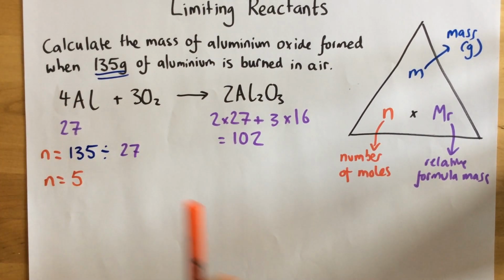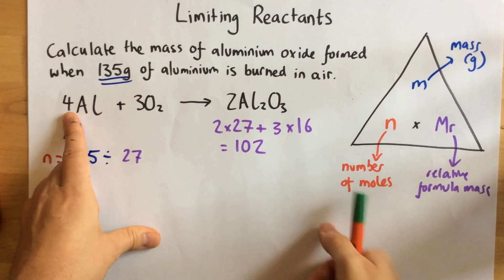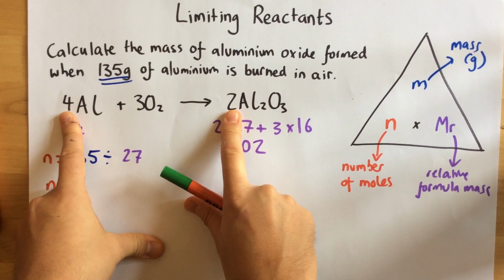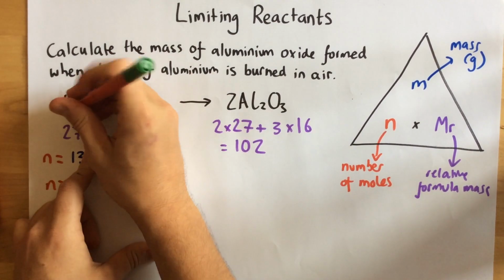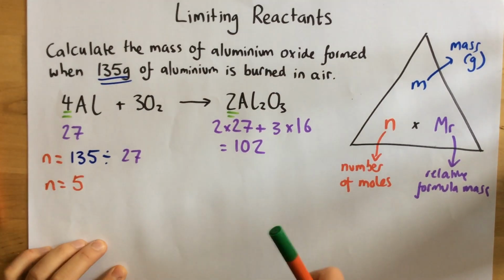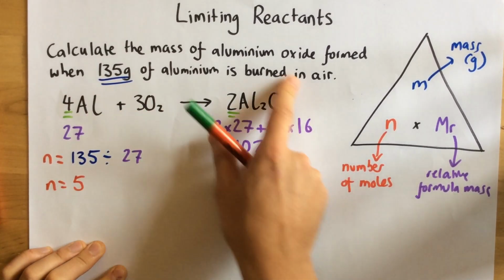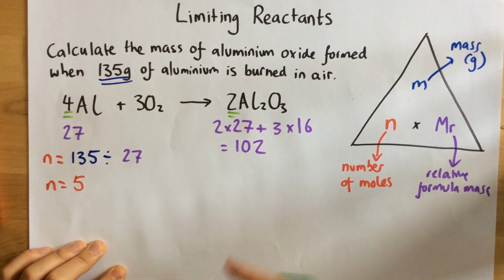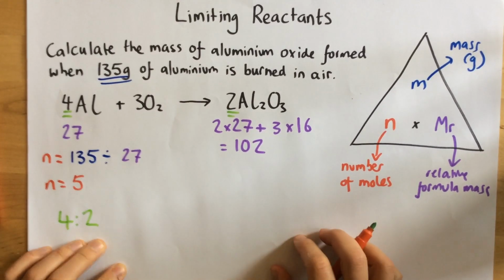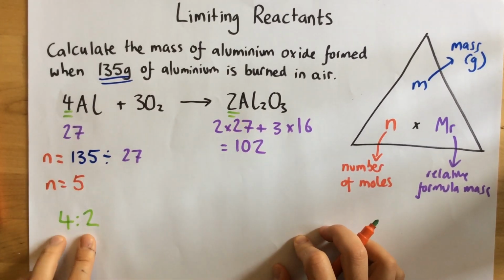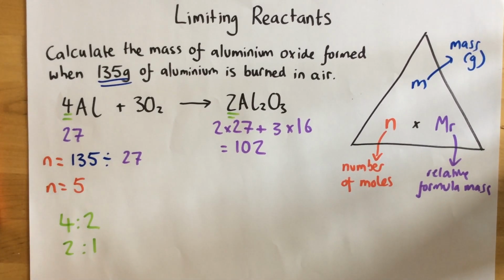Now the next bit's really clever. What I need to do is look at something called the molar ratio. This is the point where I look at the numbers in front of the different substances. I have a 4 in front of here and a 2 in front of here. What that means is for every 4 aluminium atoms, I'm forming 2 molecules of aluminium oxide. So I could show that as a 4:2 ratio. An easier, more simplified way of showing that is a 2:1 ratio.